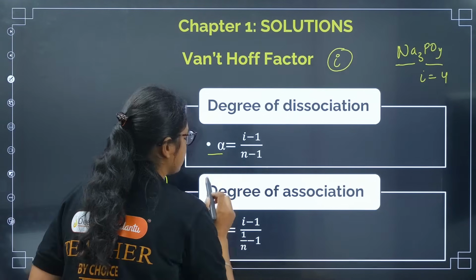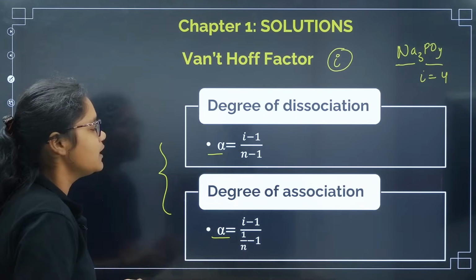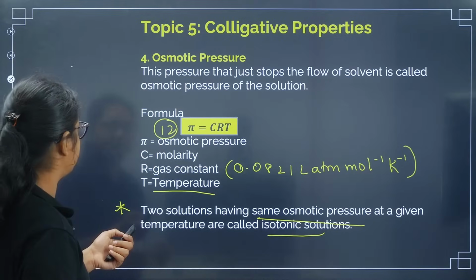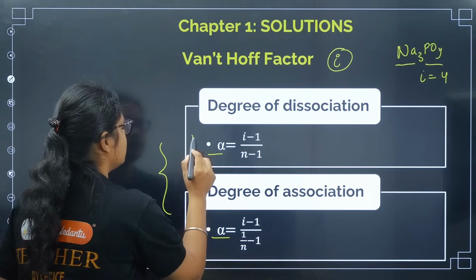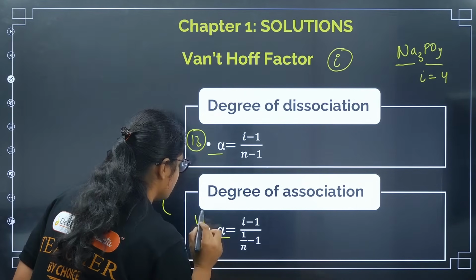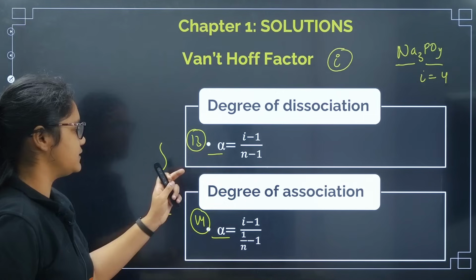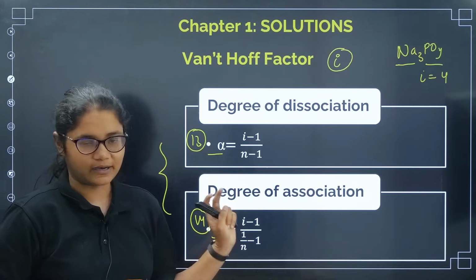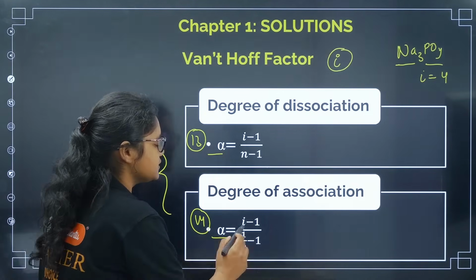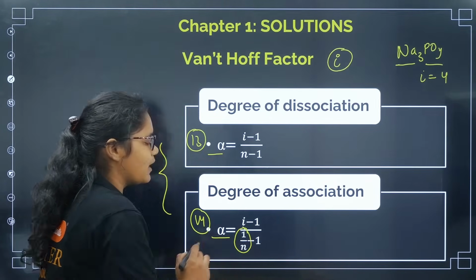Now there is also the calculation of the degree of association and degree of dissociation. So one second, we'll see here the 12th formula. This is 13th and this is 14th. So the degree of association alpha is equal to i minus 1 by n minus 1, and for the degree of dissociation alpha is equal to i minus 1 by n minus 1.